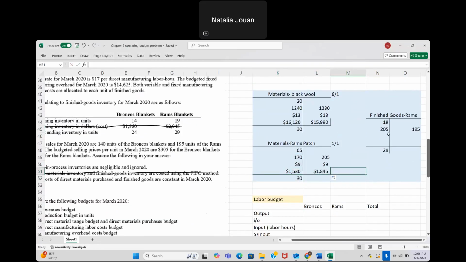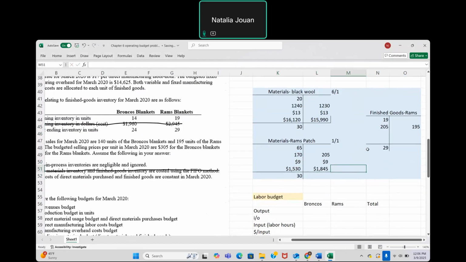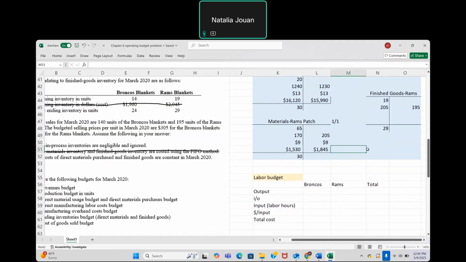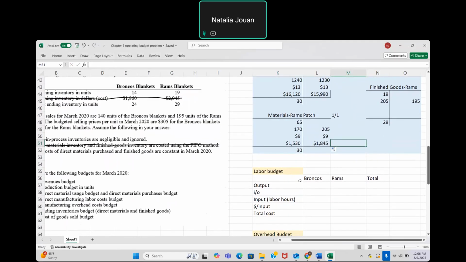Okay. This is it for the materials. We have all we need. Now we're going to go down to the next manufacturing cost, which is labor, the labor budget. Let's go back to our setup. That's going to really help us here.